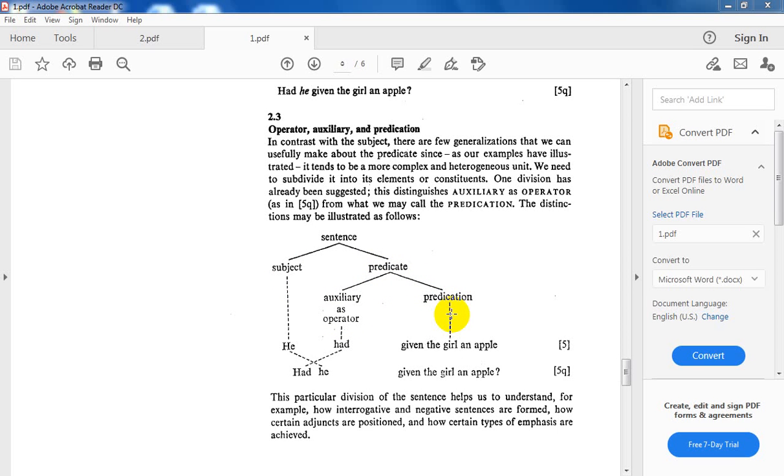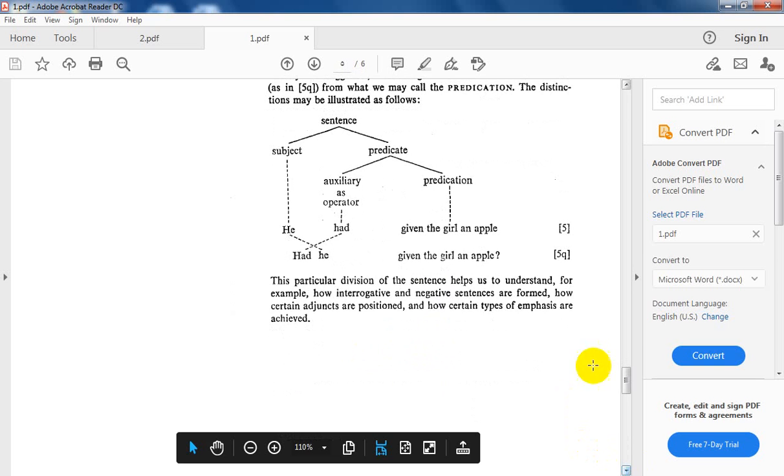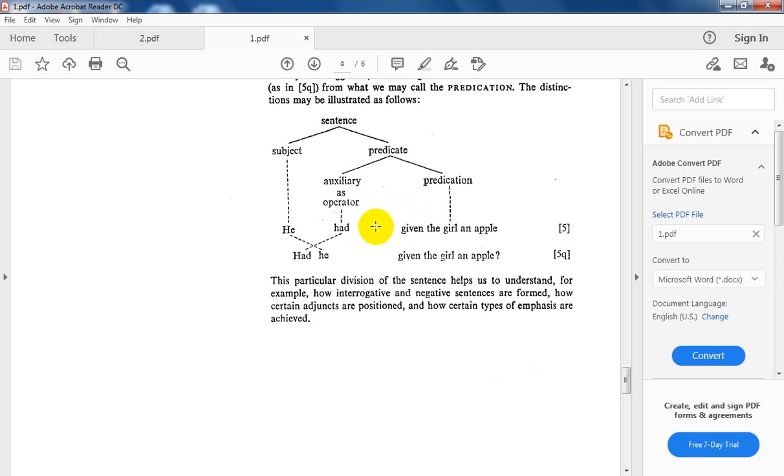So, what is the significance of such generalization, of such classification? First, this classification or this diagram, this division, helps us to what? To understand, please, this is very important, the significance of using the operator or the auxiliary as operator. To understand how interrogative and negative sentences are formed. How to change the sentence from a statement, for example, to an interrogative. Interrogative means question. Or how to negate the sentence.